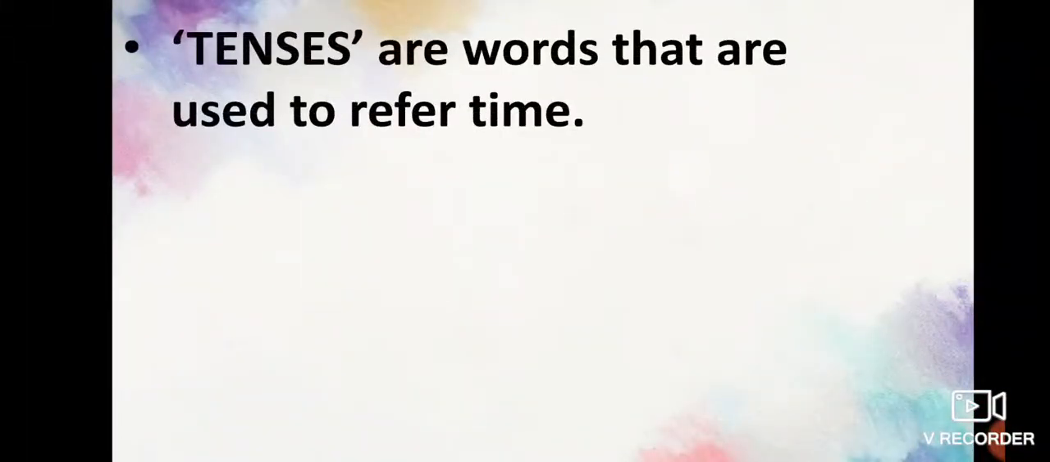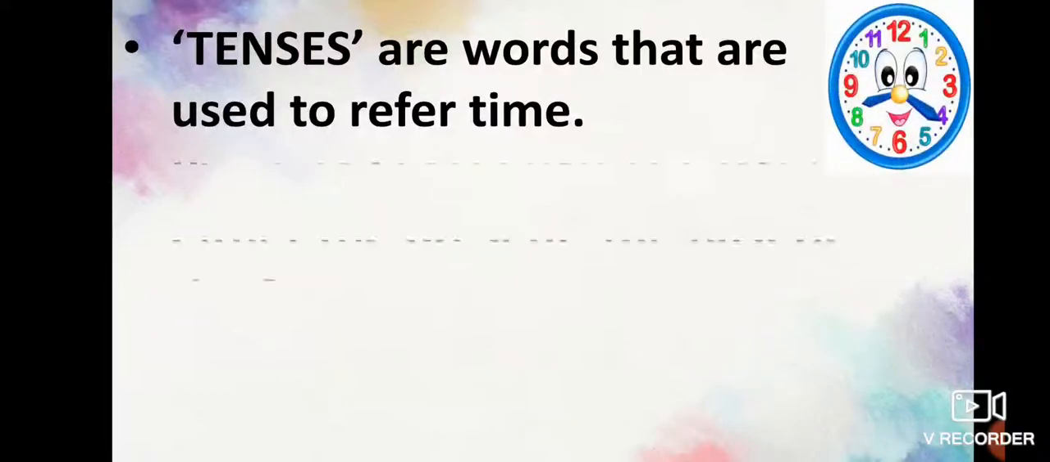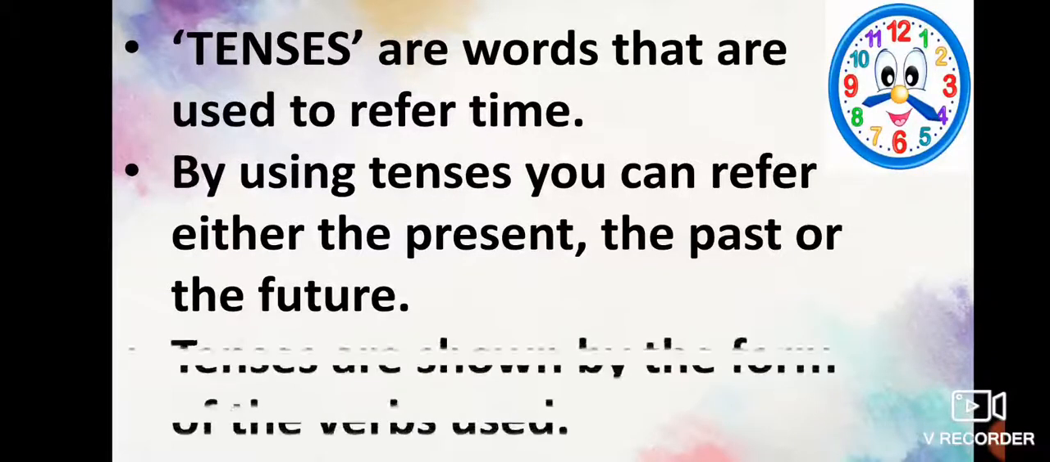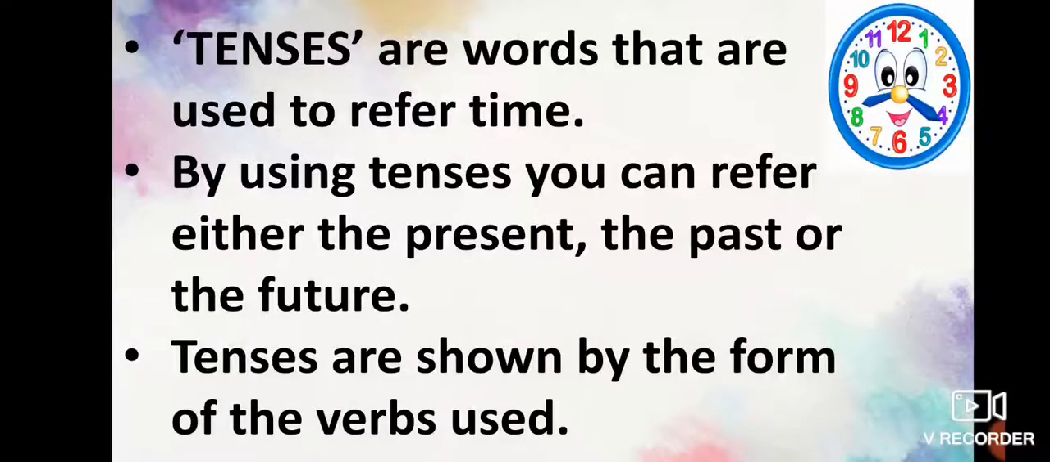Tenses are words that are used to refer to time. By using tenses, you can refer either to the present, the past, or the future. Tenses are shown by the form of the verbs used, which means tenses indicate whether the time of an action is in the present, in the past, or in the future. And tenses express an action in terms of time.